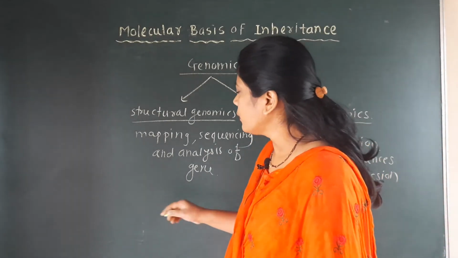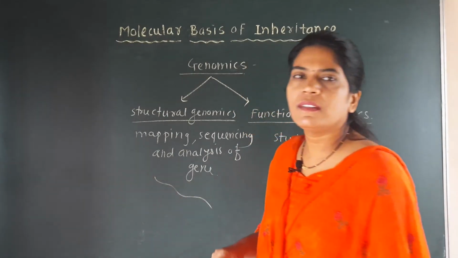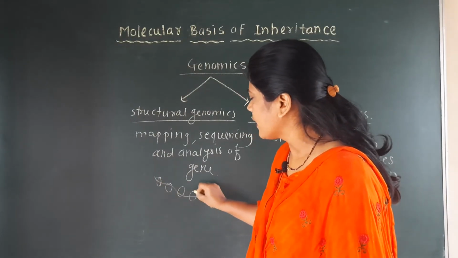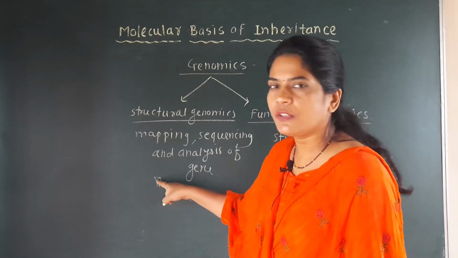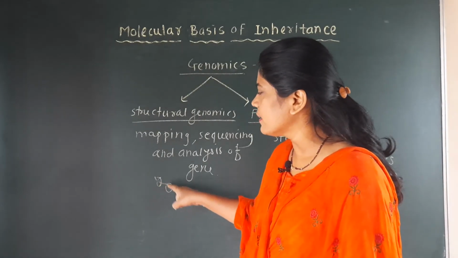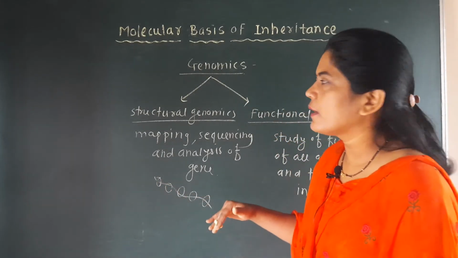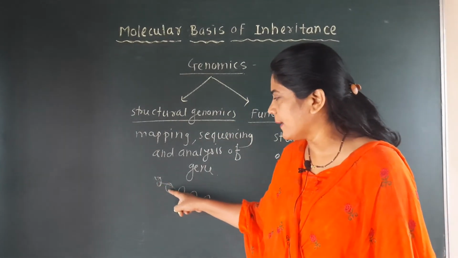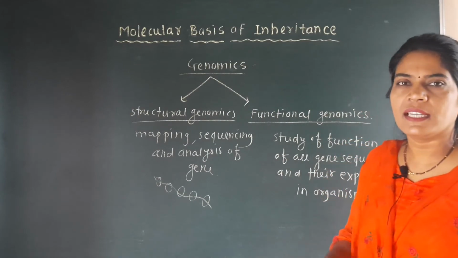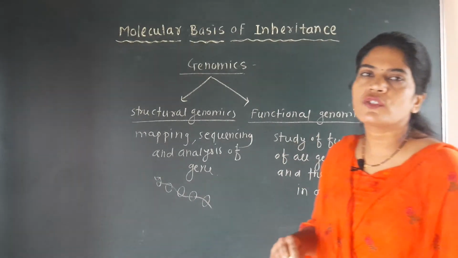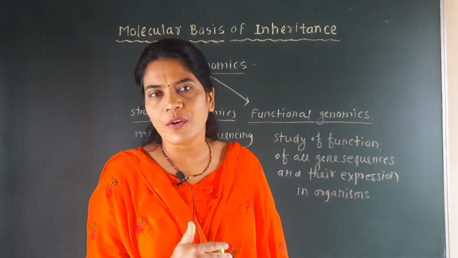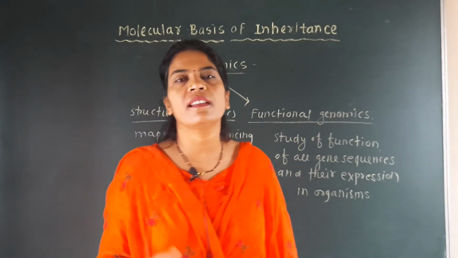That means suppose we have seen that if this is the DNA part, on this DNA part different genes are organized there. The distance between the two genes, analysis of two genes, sequence of two genes is carried out in the structural genome. But the detailed function of each gene is studied well in functional genomics. So if the function is related, then it is functional genomics. If the structure is related, it is structural genomics.